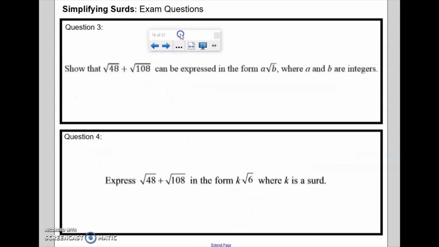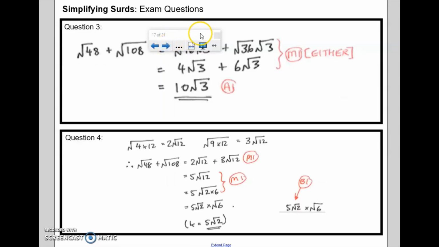Okay, two more exam questions for you. Could you pause the video at this point and have a go at answering question 3 and 4? Okay, welcome back. My solutions look like so. So just have a little look through your notation, your working out. Check it against my working out. If you've got any corrections to make, please make sure you make those corrections.